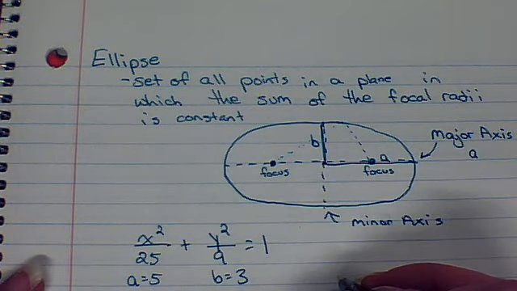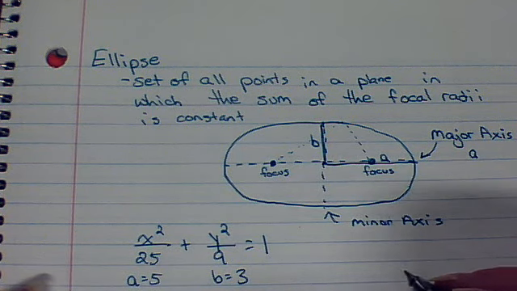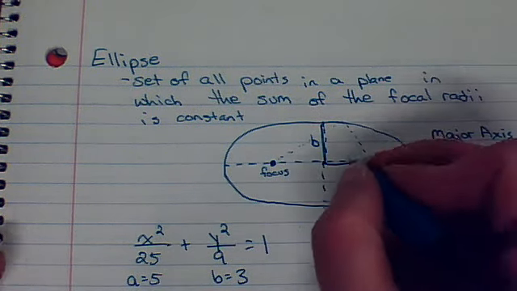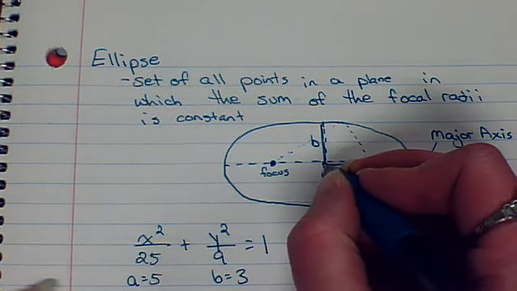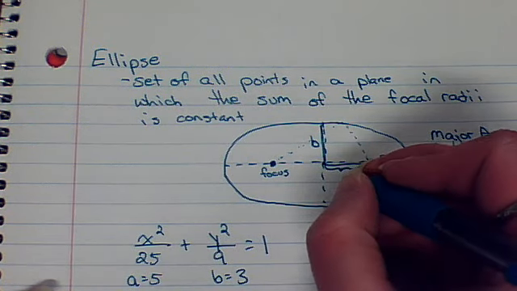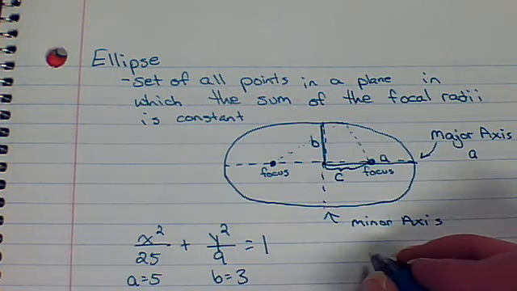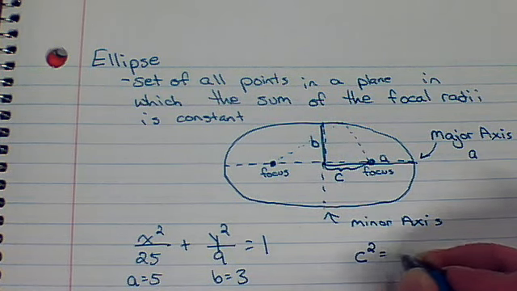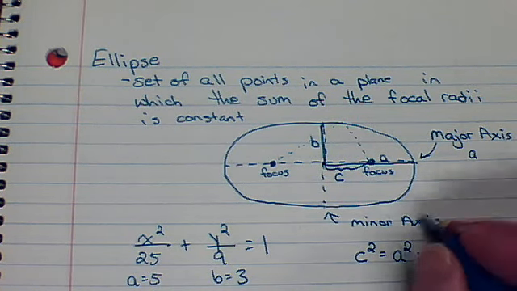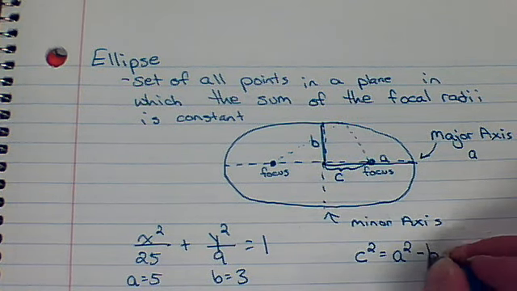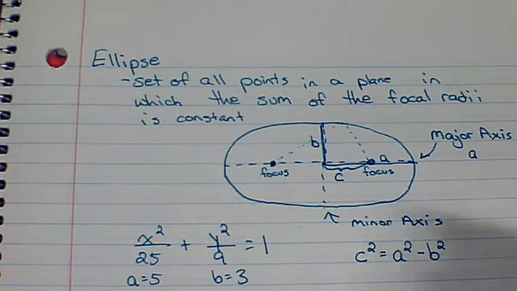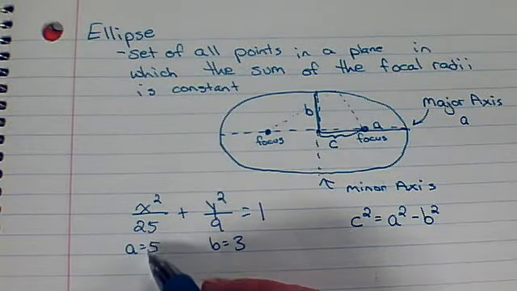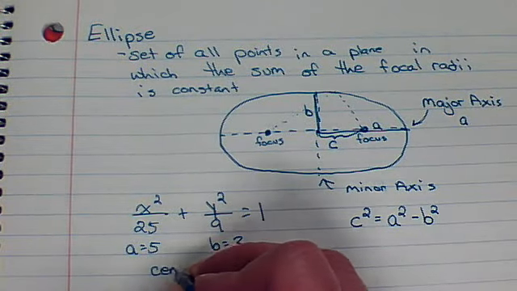The foci are found by adding or subtracting this value C, which tells me how far away my focus is from the center. Now I can find C by taking the difference of my major axis and minor axis, A squared minus B squared. So for this example, we already said our center was 0, 0, right?